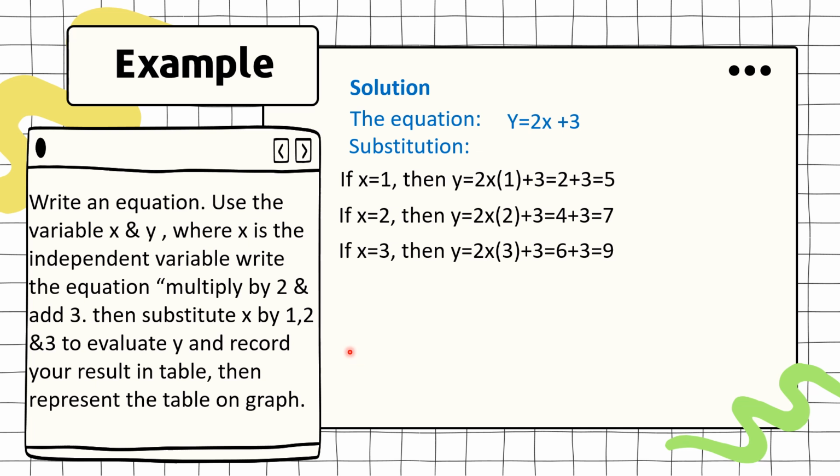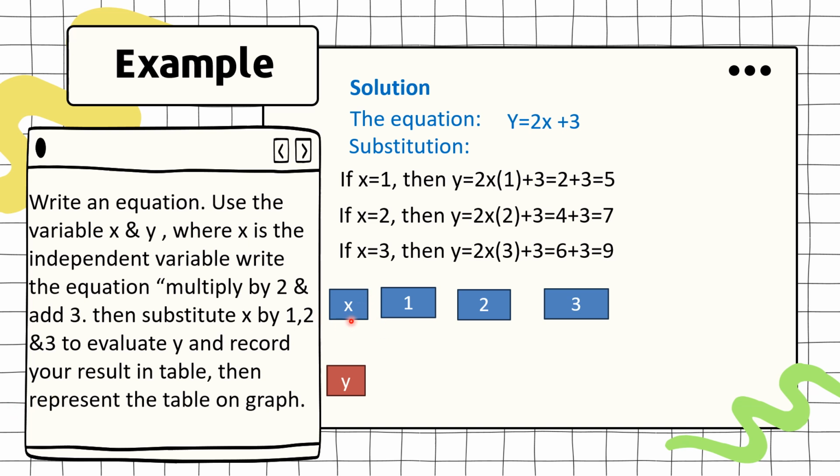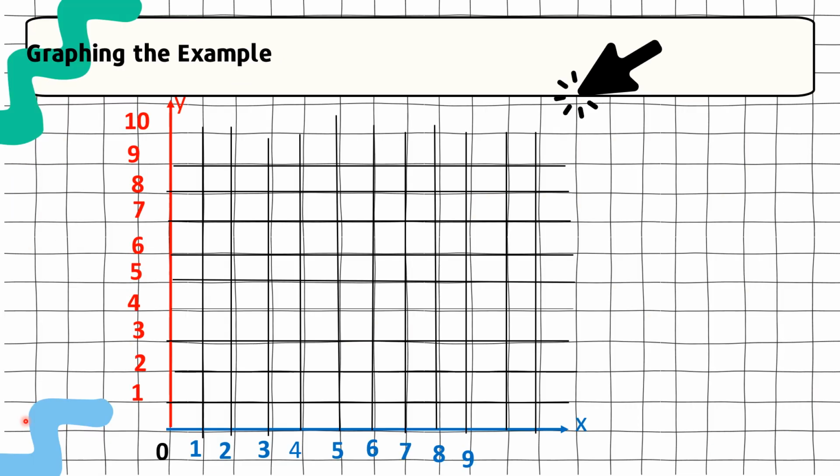Now I will draw the table. This is the table. I have x equal to 1, 2, and 3, and y will be 5, 7, and 9. This is the table, the third requirement. The first requirement is the equation. The second requirement is the substitution with the given values of x. The third requirement is to draw the table. And the fourth requirement is the graph.